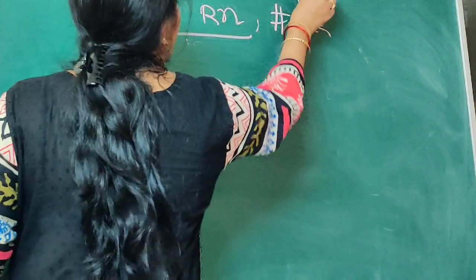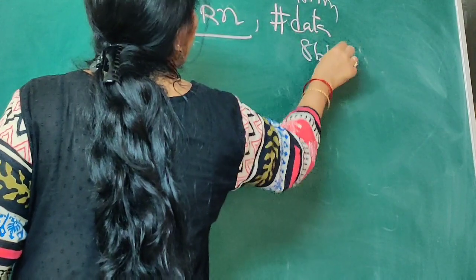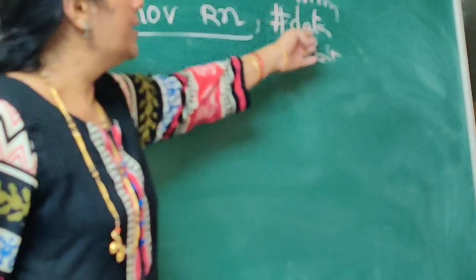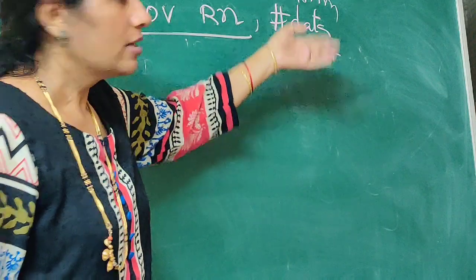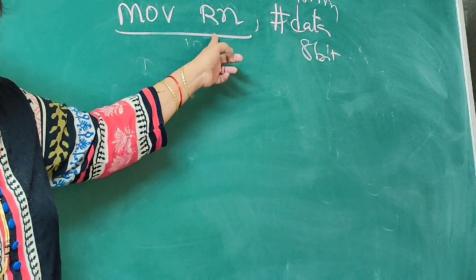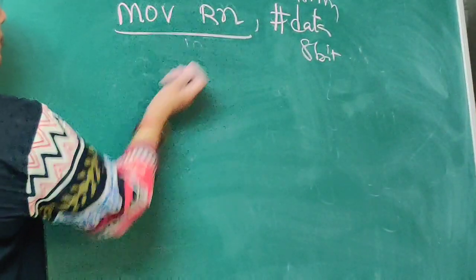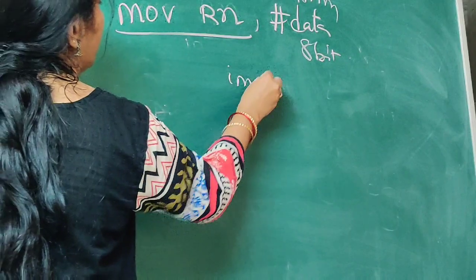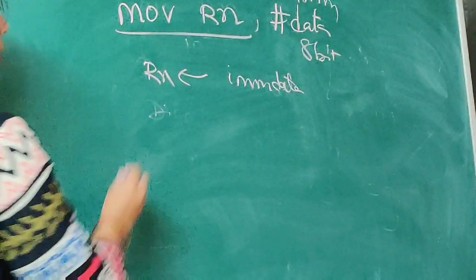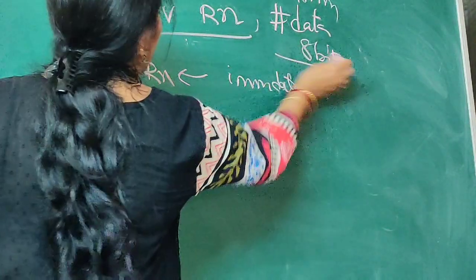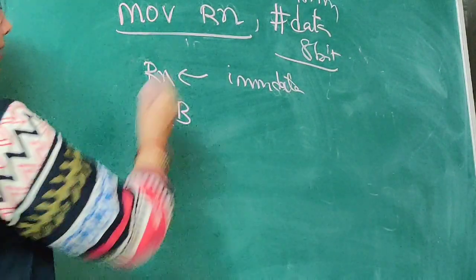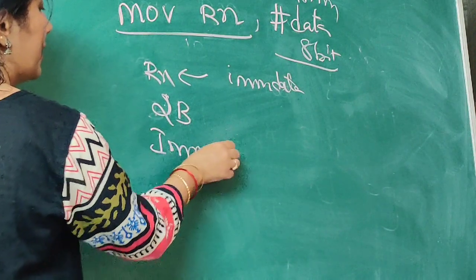It's an immediate data, and it is going to be 8-bit data. So what happens when this instruction gets executed? The immediate data specified in the instruction will become the content of Rn, will get copied into Rn. What is the length of the instruction? The data is 1 byte and the opcode is 1 byte, so the length of the instruction is going to be 2 bytes. The type of the addressing mode is immediate addressing mode.